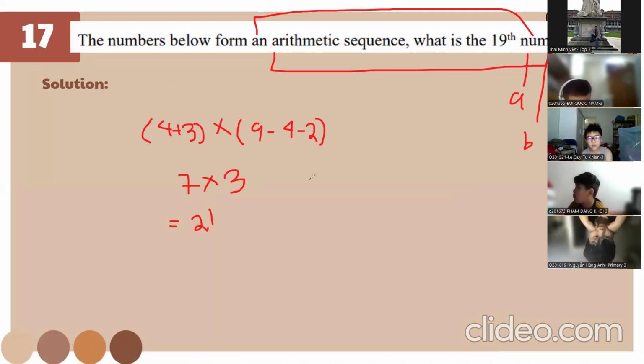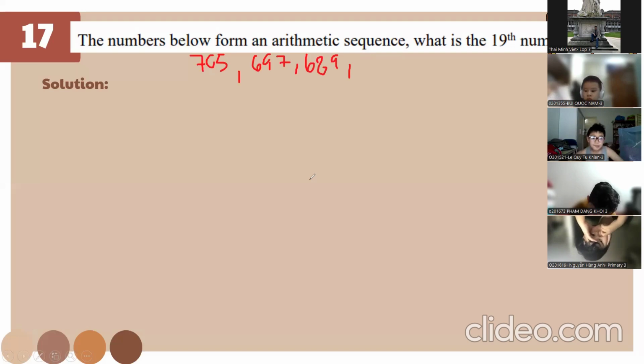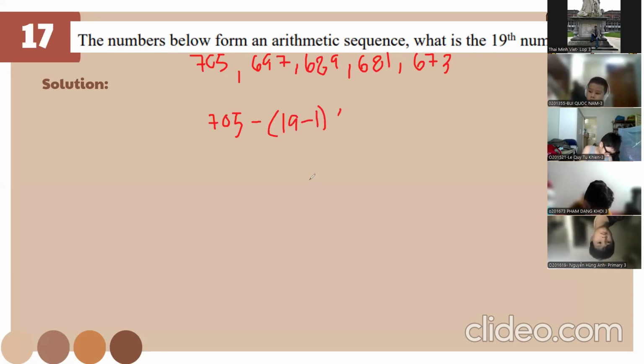So the numbers below form an arithmetic sequence. So the numbers should be here 705, 697, 689, 681, and 673. So for this one, finding the arithmetic term, we can just use the first number, 705. If it's asking for that term, so we'll have 19 minus 1 multiplied by 8.